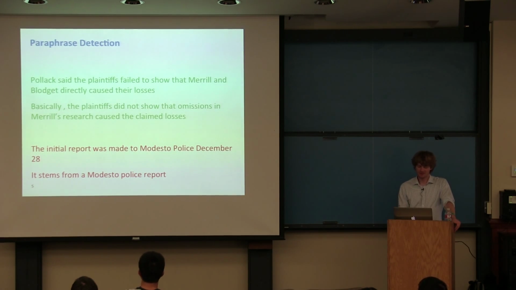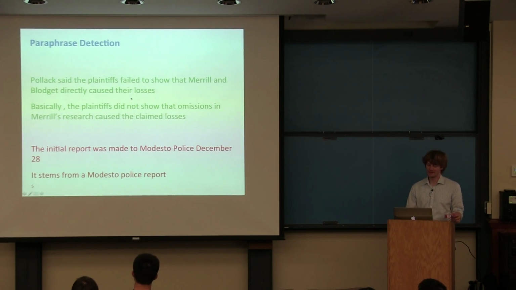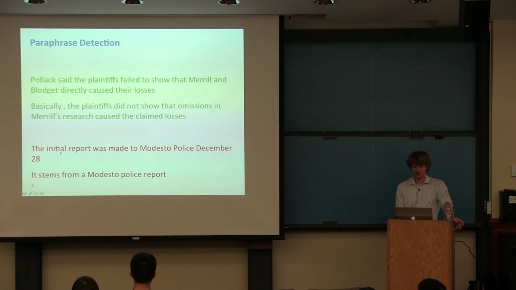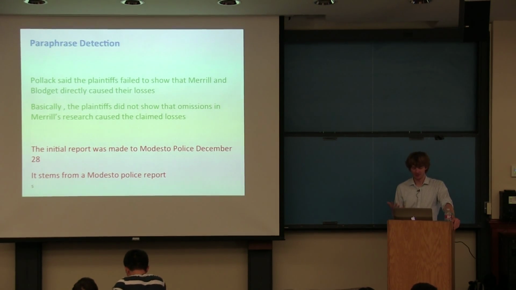So here are two examples. Pollack said the plaintiffs failed to show that Merrill and Blodgett directly caused their losses, and basically the plaintiffs did not show that omissions in Merrill's research caused the claimed losses. So we would say, well, if this sentence is true, then this one has to be true as well in the same world, and vice versa. And here we have a simple example of an obvious non-paraphrase. Initial report was made to Modesto Police December 28th, and it stems from a Modesto police report. They both mention a police report, but they're not necessarily the same.